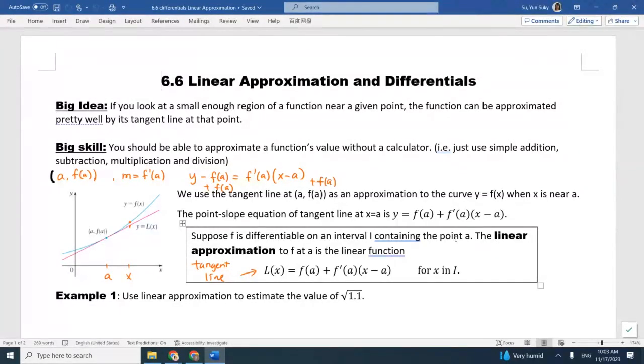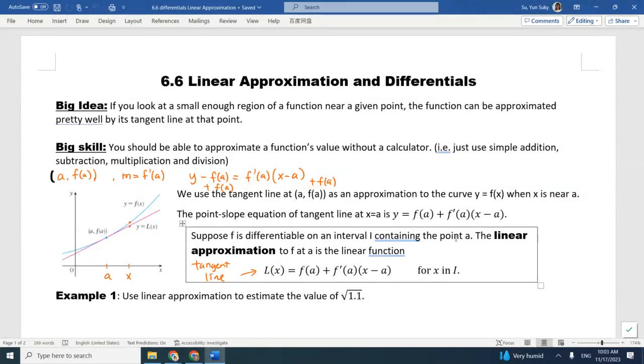All right. Last time we talked about tangent line. Do you remember? The point is a, f of a, and the slope is f prime of a, right? And with the point and the slope, we can write down the point-slope form. And when we solve for y, we add f of a to both sides. Therefore, the tangent line is f of a plus f prime of a times x minus a. This is the tangent line.